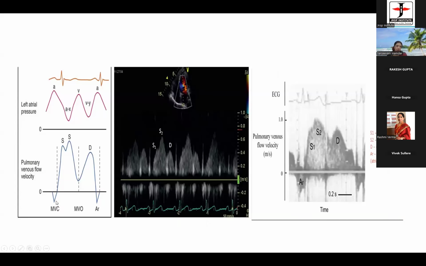And this is again when the mitral valve closes, how S1 and S2 come, and when the mitral valve is open, how diastolic waves appear. And these are the normal velocities, which are usually less than 1 meter, usually around 60 to 70 centimeters per second. And this is around 40 to 50. So S2 is measured, not the S1.